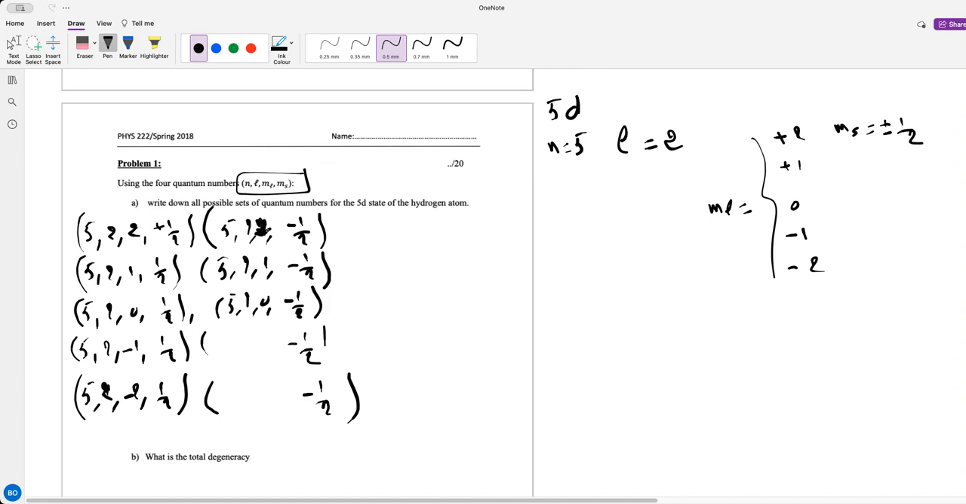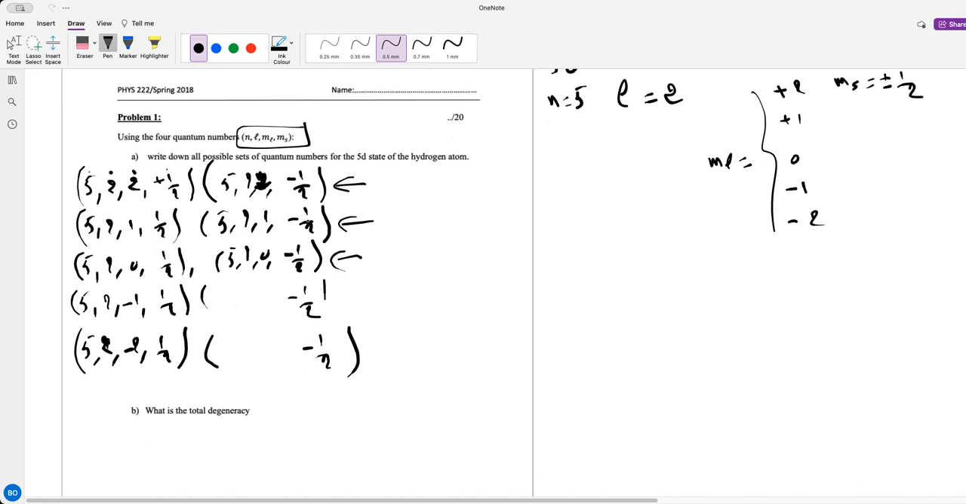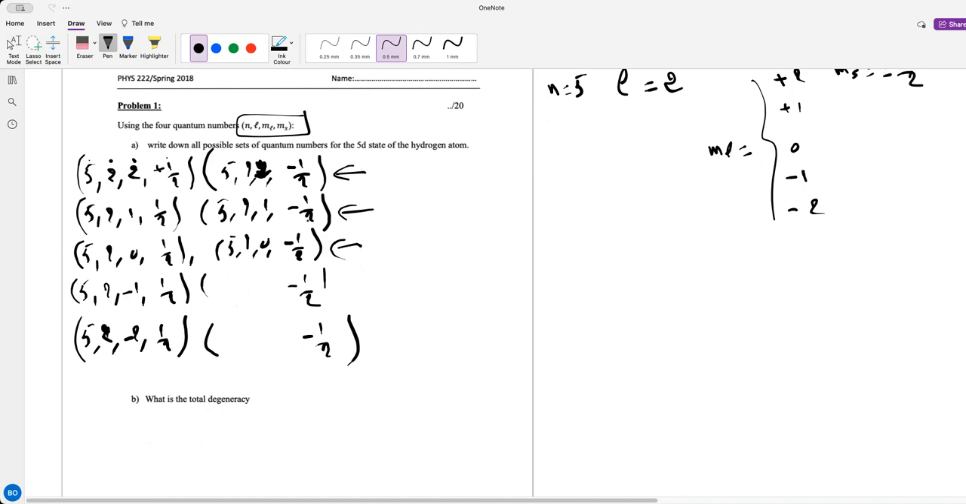I didn't write it well, but anyway, this is N, this is L, ML, and this is MS. For each one of them, the first 3 quantum numbers are the same. They only differ by plus 1/2 and minus 1/2. Okay, so write down all possible states of quantum numbers for the 5D state of the hydrogen atom. What is the total degeneracy? 10. So the total degeneracy, you can see that you have 10 possibilities, but the energy is the same, of course, since we are talking about the hydrogen atom. So total degeneracy is 10.